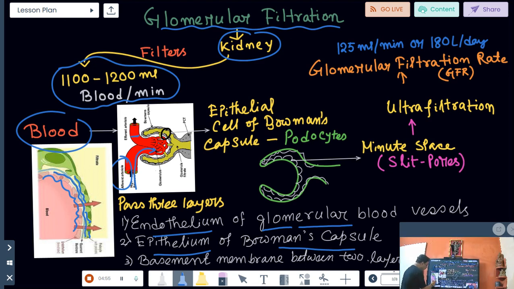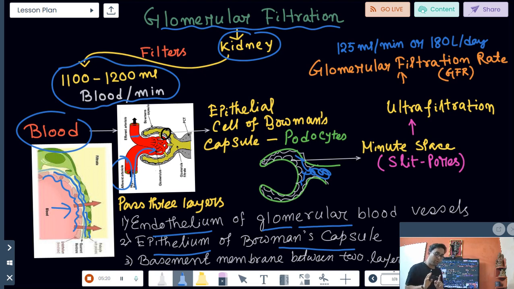Now the blood which has the nitrogenous waste can pass through these 3 layers. After that, it reaches the Bowman capsule site. So after ultrafiltration and passing these 3 layers, the filtrate enters into the Bowman capsule.